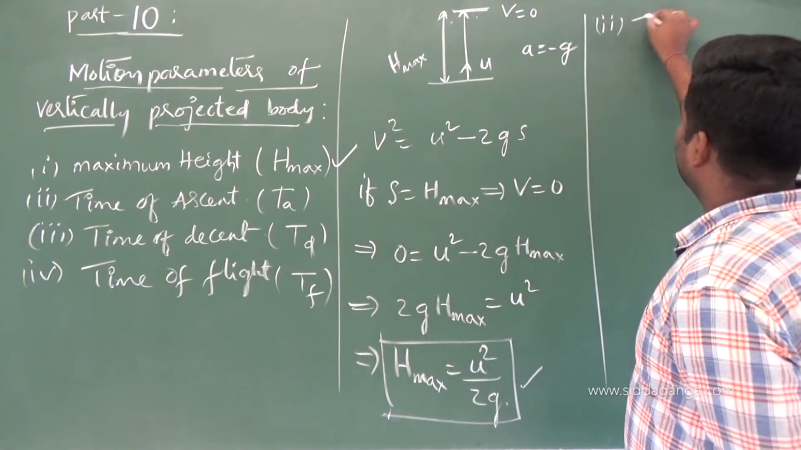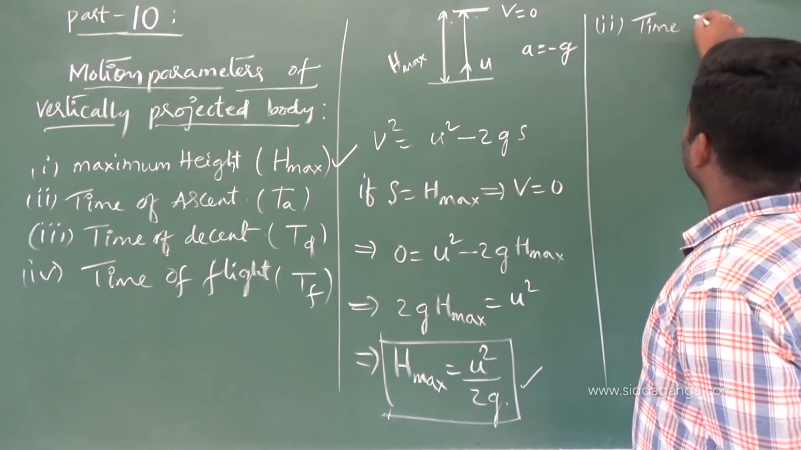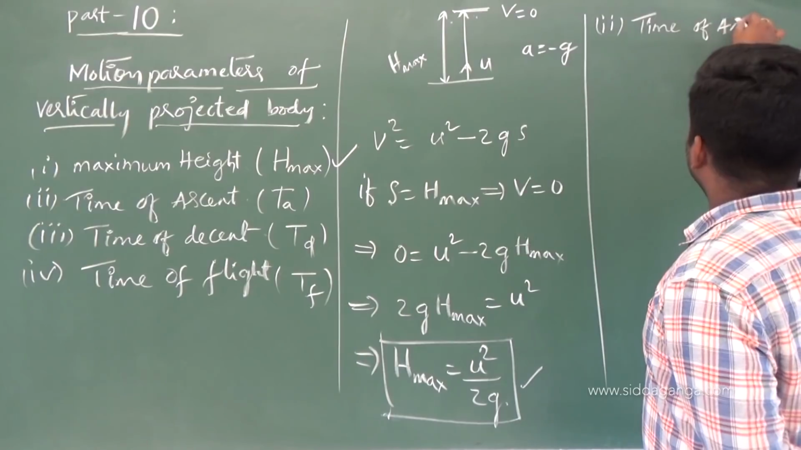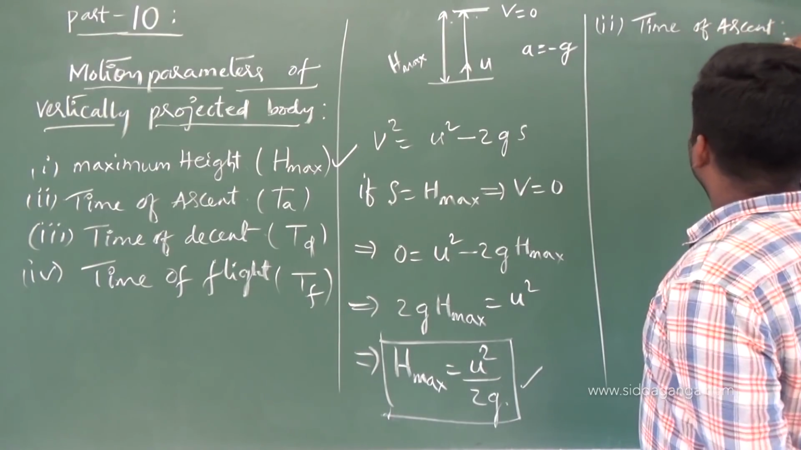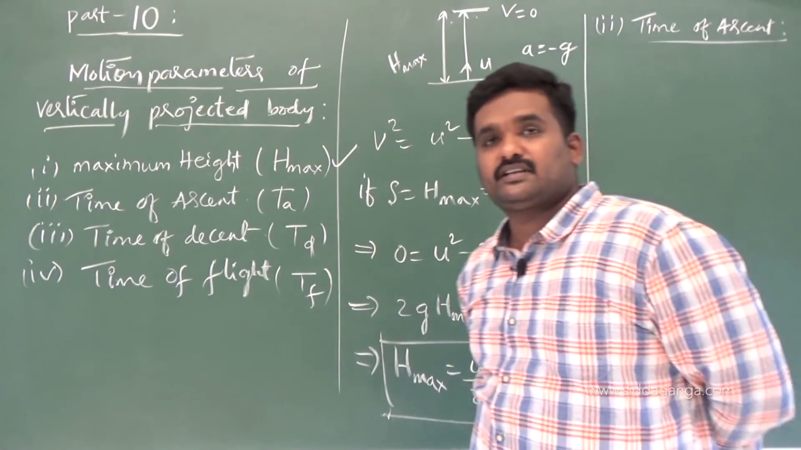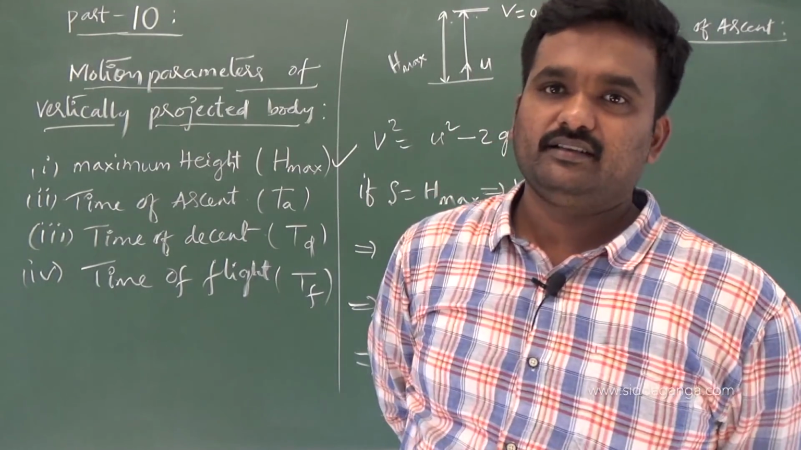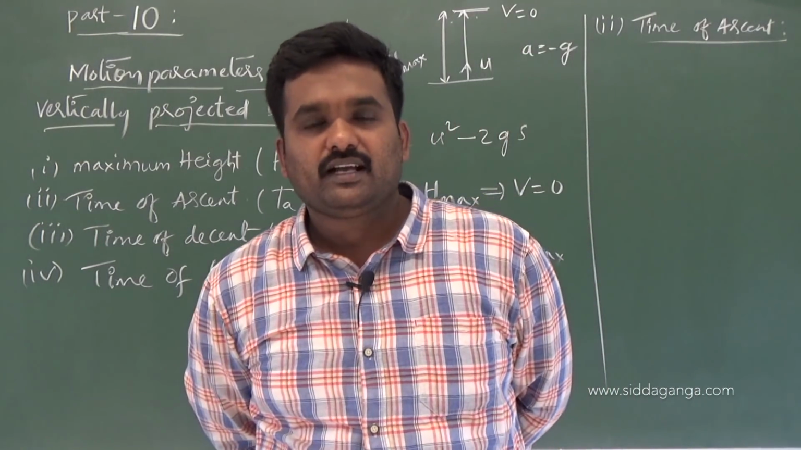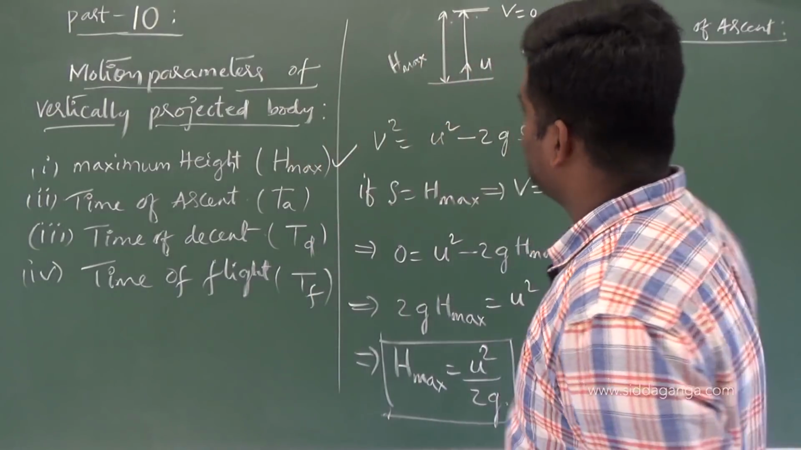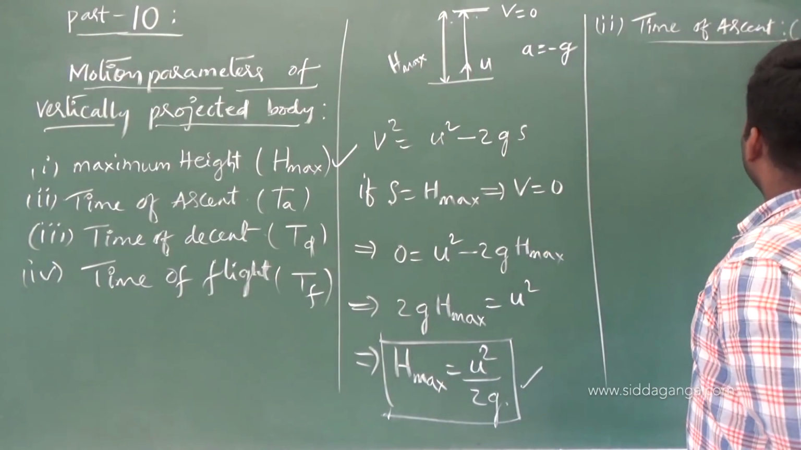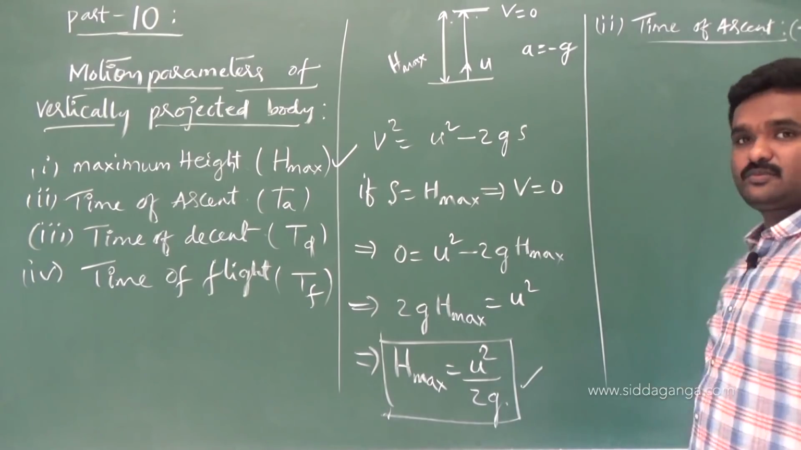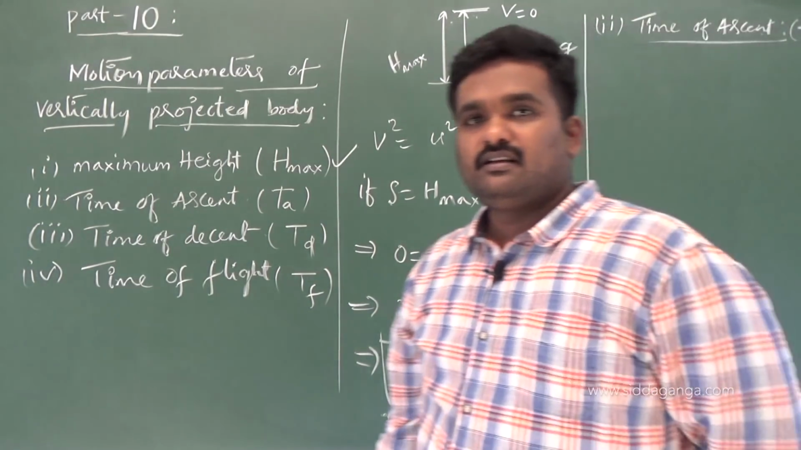Second one is time of ascent. How to define time of ascent? It is the time taken by a vertically projected body to reach the maximum height. Time taken by a vertically projected body to reach the maximum height, we call it time of ascent. So we need to obtain an expression for time of ascent now. How to obtain it?